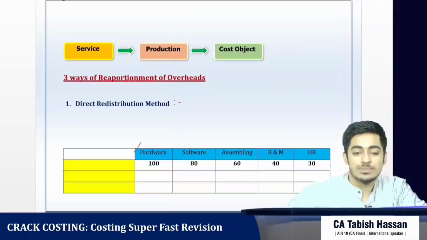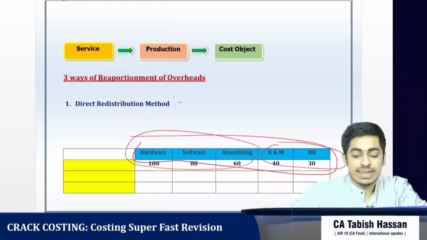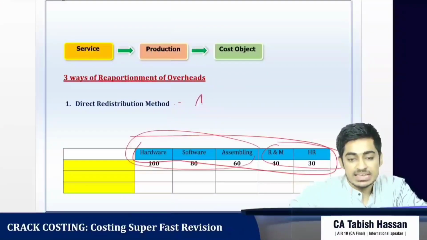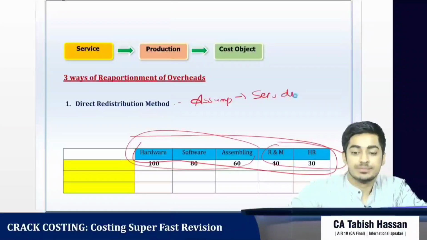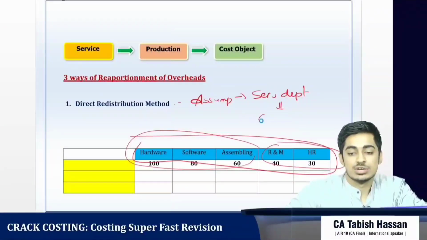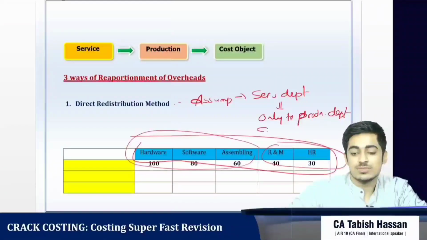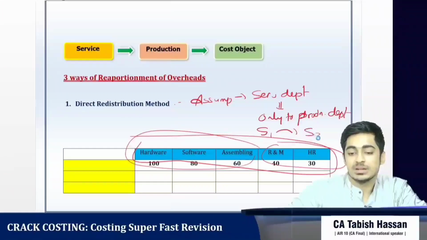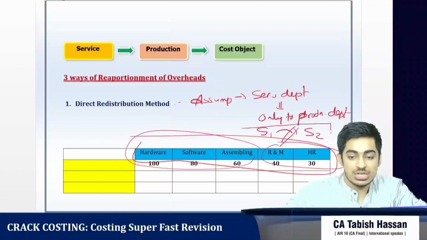We have 5 departments: hardware, software, assembly, repairs and maintenance, and HR. These 3 are production departments and these 2 are service departments. The direct redistribution method takes an assumption that service departments provide services only to production departments. That is, there is no service from one service department to another service department.